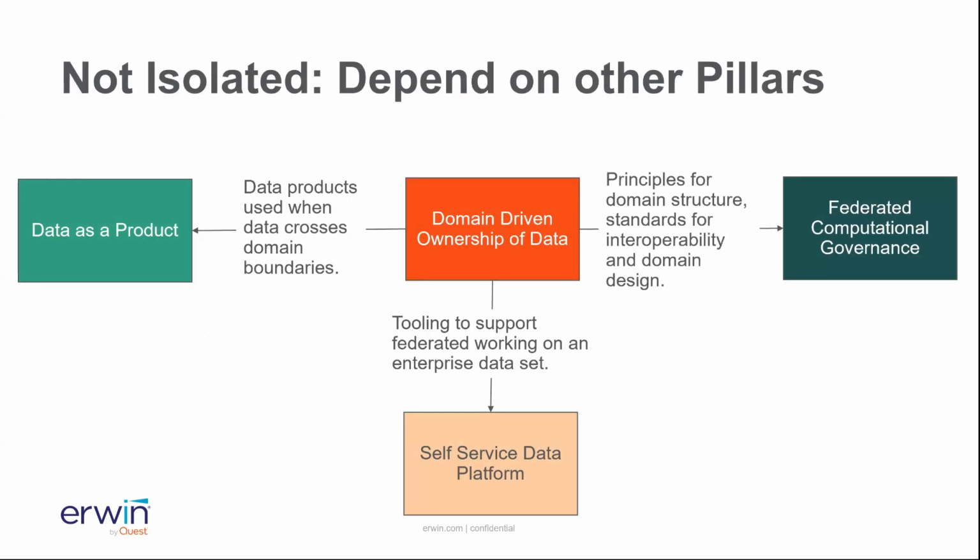Now, all the pillars depend on each other, all the principles depend on each other. So if we put domain-driven ownership of data right in the middle there, essentially, when data leaves a domain, it leaves as a data product, and that's where the data as a product pillar comes in. When data leaves a domain, it has to be wrapped up as a product. You need federated governance to make sure all the domains are kept in line with each other. So there might be principles for how we identify what a domain is, and we might have standards for interoperability and the design of a domain enforced by governance.